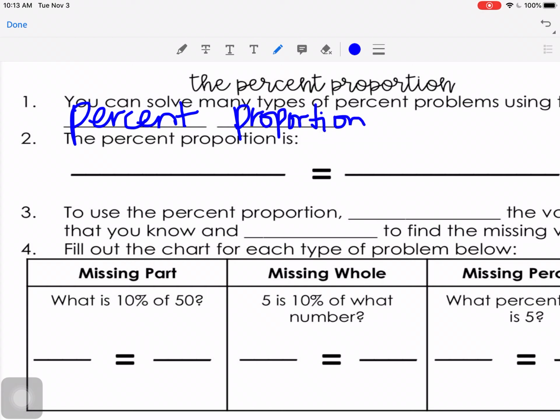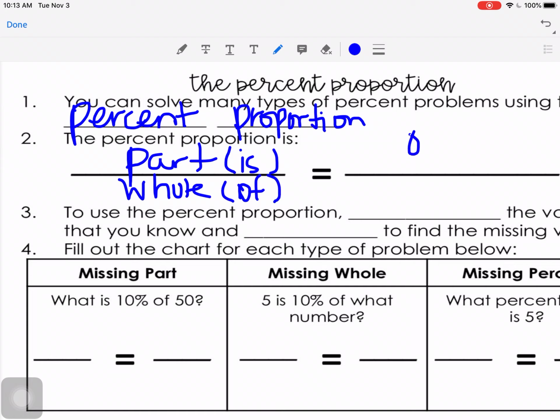The percent proportion is set up like this. So we're going to put the two things that we're comparing, part to whole. A key word that would suggest you're talking about the part is the word is, and a key word that would suggest that you're talking about the whole is the word of. On the other side of the equal sign, we're going to put percent over 100.